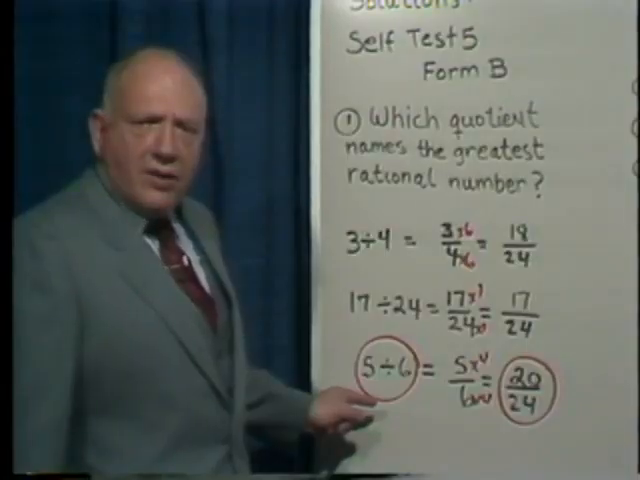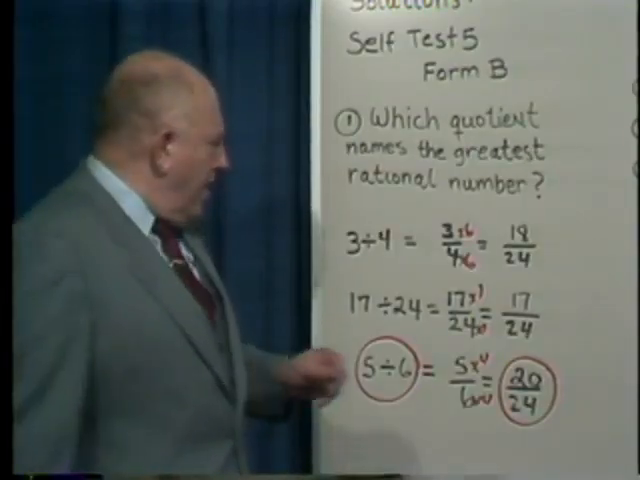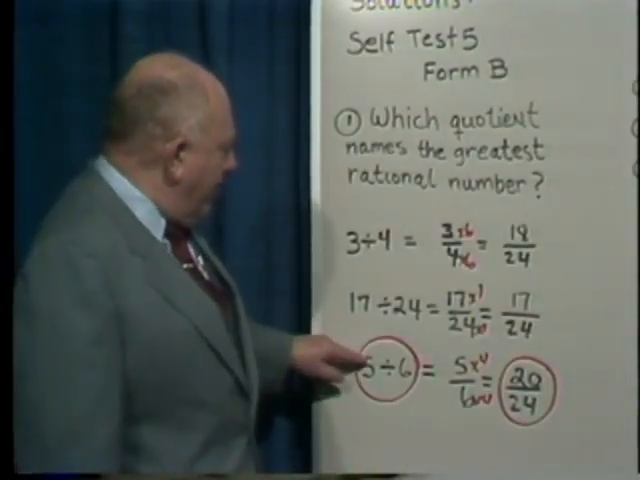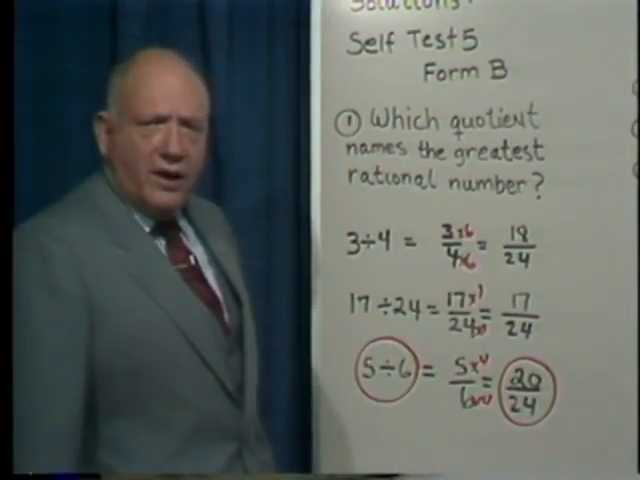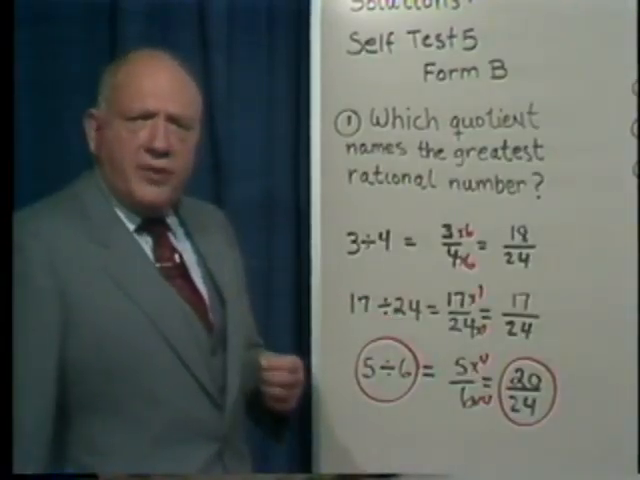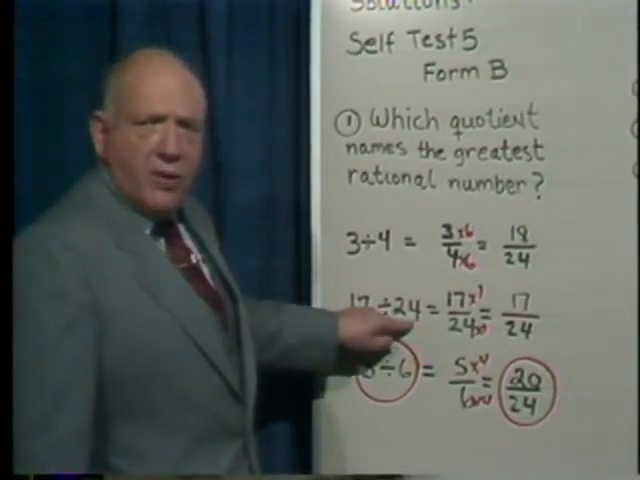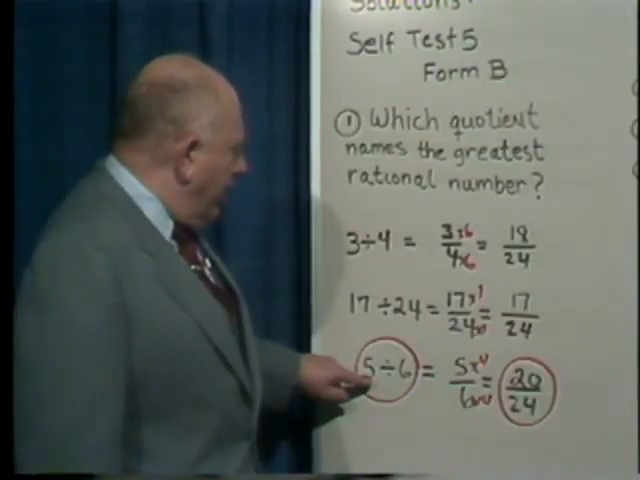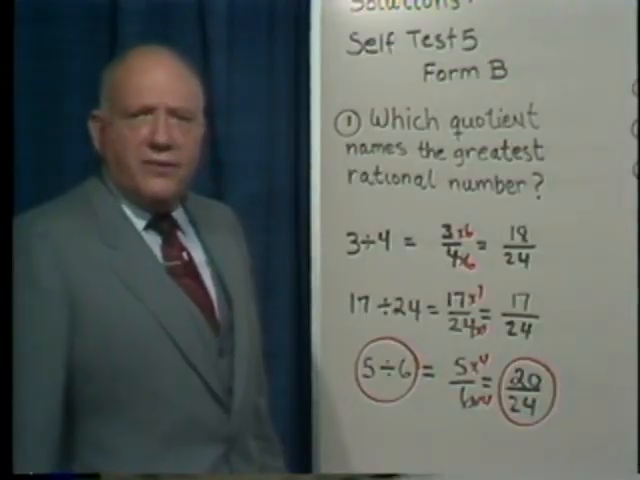And what I wanted to comment on over here is don't be deceived by what things look like. A lot of times people look at these numbers and they say, gee, 5 and 6 are pretty small compared with 17 and 24. Well, sure, 17 and 24 are big numbers, but keep in mind what this is really saying. This is saying you're taking 17 out of every 24. Here you're taking what? 5 out of every 6. And that's the same as taking 20 out of every 24.